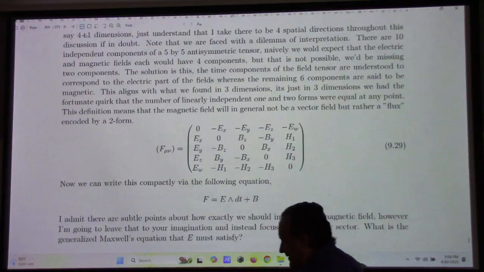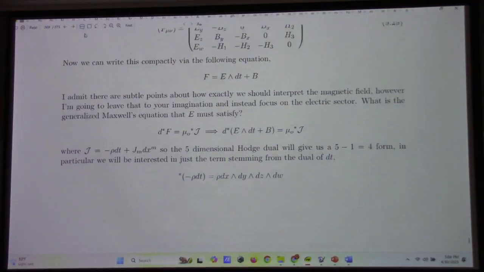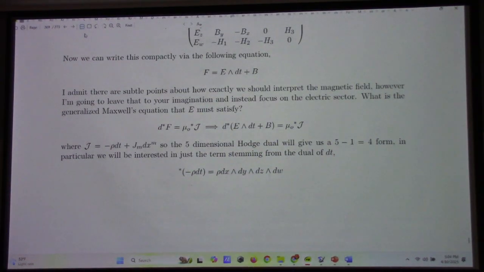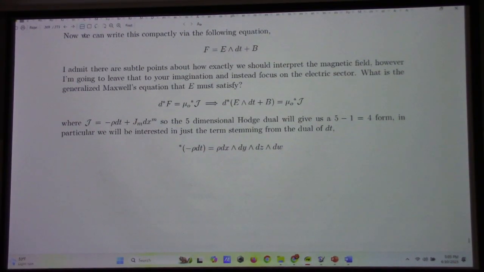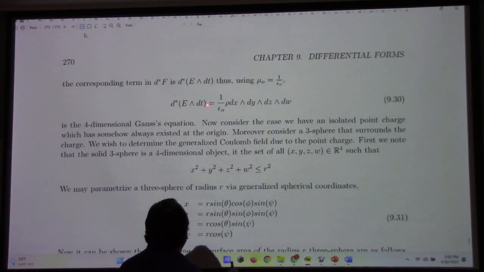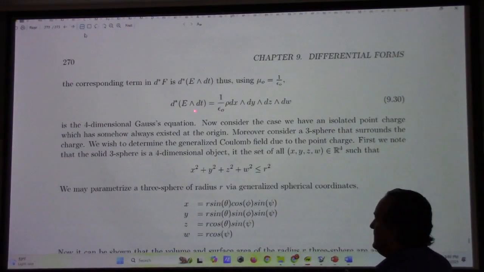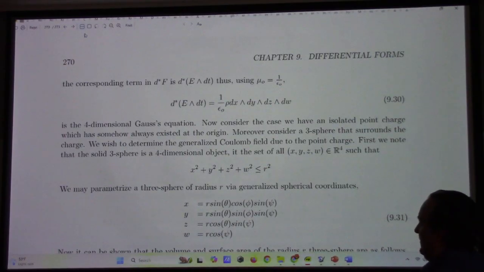So we can calculate that if we assume that we have a single point charge at the origin. That's what I'm going to do. The inhomogeneous equations still have this form. It's just that now I've got a charge density and we've got more currents to think about, but we'll just focus on the question of a single point charge. In that case, we just have rho dt to worry about. And so Maxwell's equations, the exterior derivative of the Hodge dual of E wedge dt would be equal to 1 over epsilon naught rho, like this. This is Gauss's equation in the 4-dimensional context.